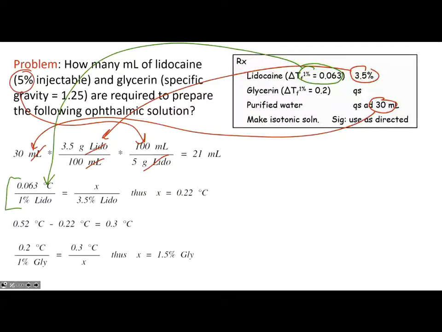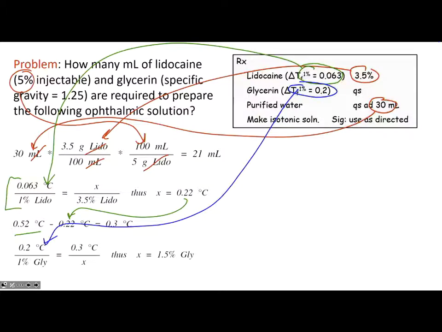So what we need to do is start with our target here, subtract what we're getting from the lidocaine, and whatever is left over needs to come from what? What are we using in our prescription? Glycerin. So if we subtract from 0.52 our 0.2 that's going to come from the lidocaine, the difference is 0.3. That's what we need to get from our glycerin, all right? So let's, again, circle our glycerin here. So here's the delta TF for the glycerin. Let's bring it down, set it up the same way we did before.